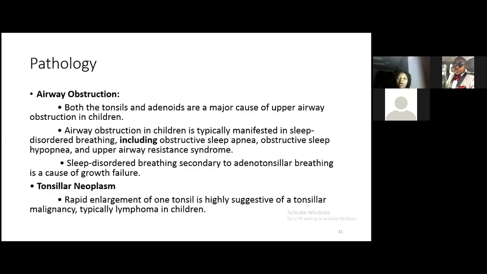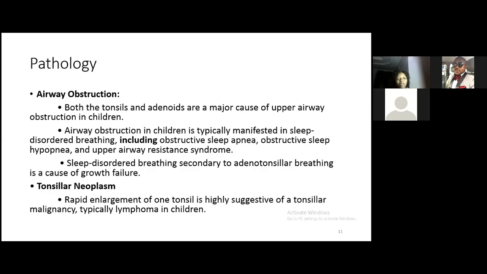Now, airway obstruction in children is typically manifested in sleep disordered breathing, which includes obstructive sleep apnea, obstructive sleep hypopnea, and upper airway resistance syndrome. Sleep disordered breathing secondary to adenotonsillar enlargement is a cause of growth failure. That's the failure to thrive that we see in some children.